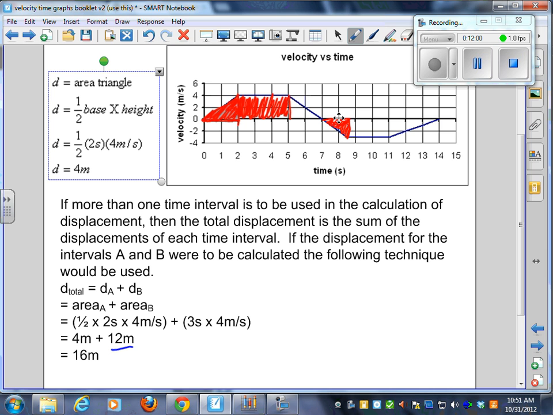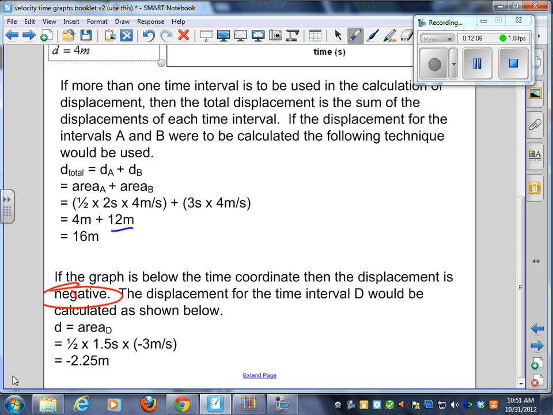Okay, so now because it's below, it's negative. The base is from 7 to 8.5. That's a distance of 1.5. The height is from 0 to minus 3. That's a height of minus 3. So I go 1/2 times 1.5 times minus 3. And the displacement below is minus 2.25.